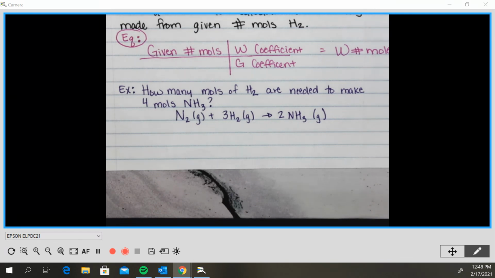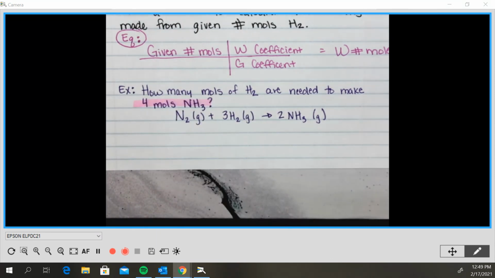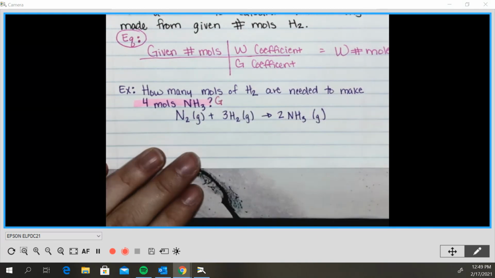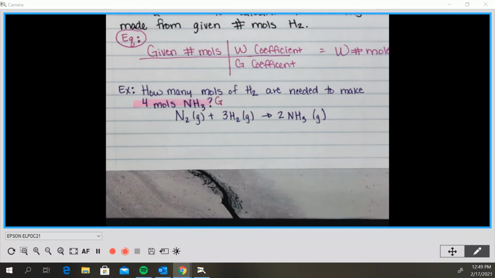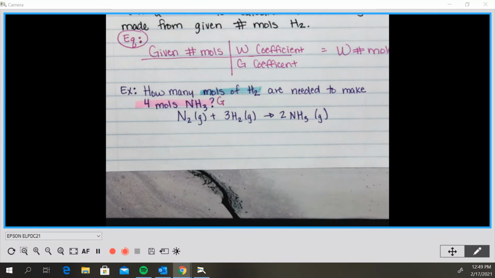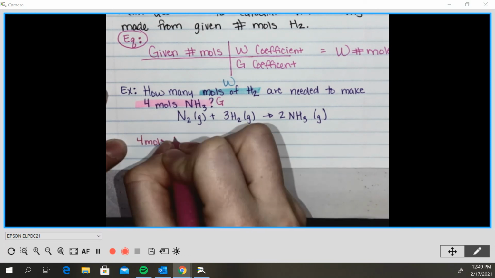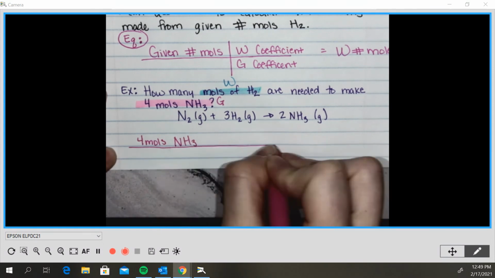What is my given in this problem? Four moles of NH3. Very good. My given is 4 moles of NH3. What do I want? What am I searching for? Moles of H2. That is my want. So I'm going to take my given, which is 4 moles of NH3. That's going to go in my upper left corner of my train track.